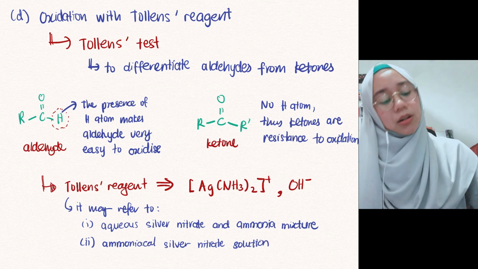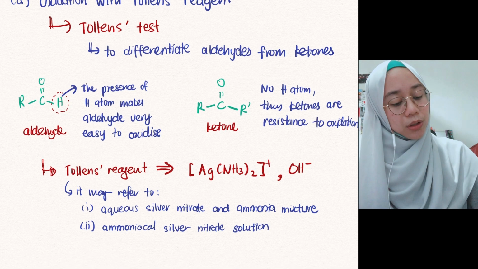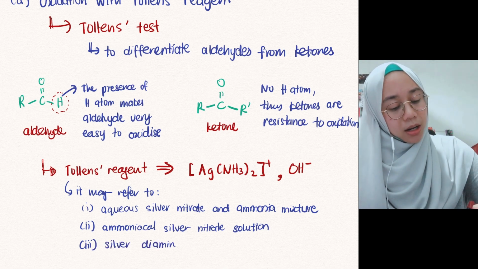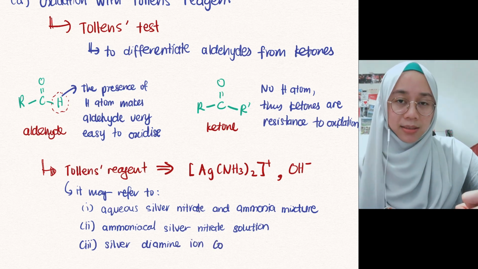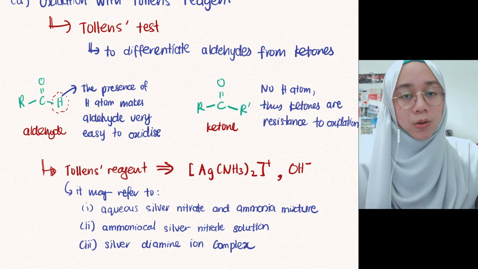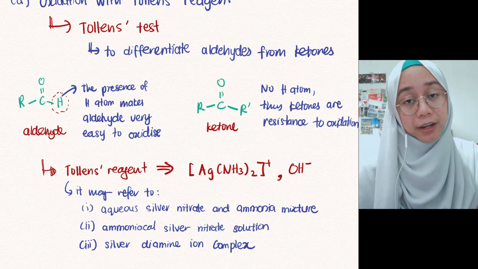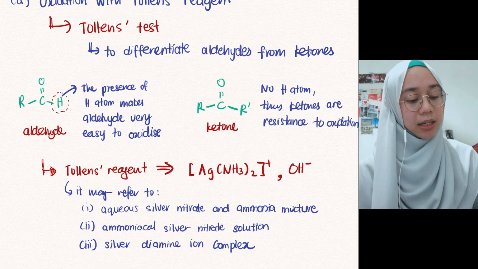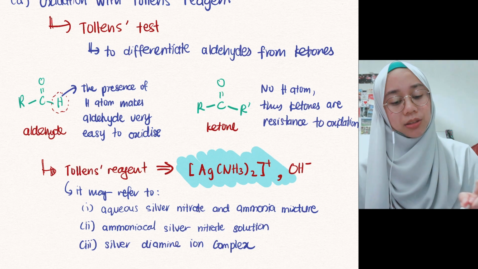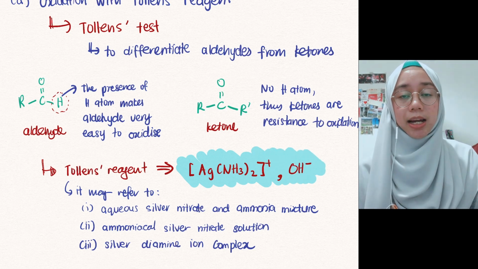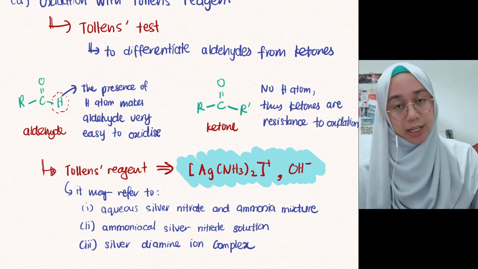Or boleh jadi juga dia merujuk kepada silver diamine ion complex. Memang kompleks lah sebenarnya Tollens reagent ni. So ada banyak cara dia boleh refer kepada Tollens reagent. Tiga-tiga ni merujuk kepada reagent yang ni, Ag(NH3)2 positif. Sebab dia ion and dia kena dalam basic medium, so OH negatif dekat situ.